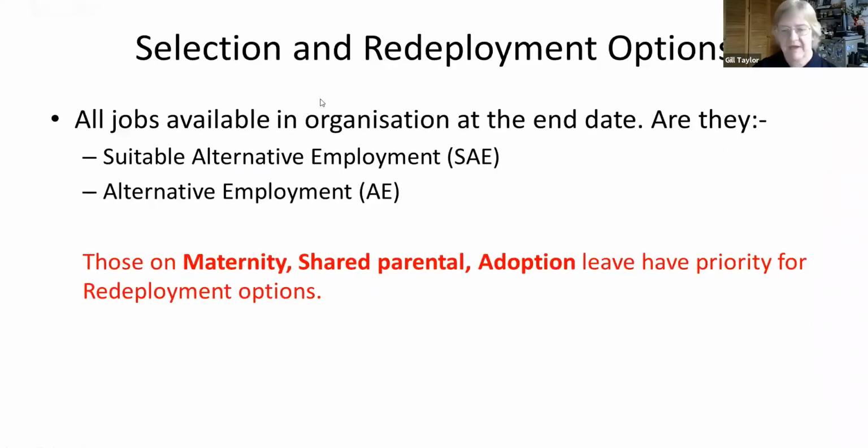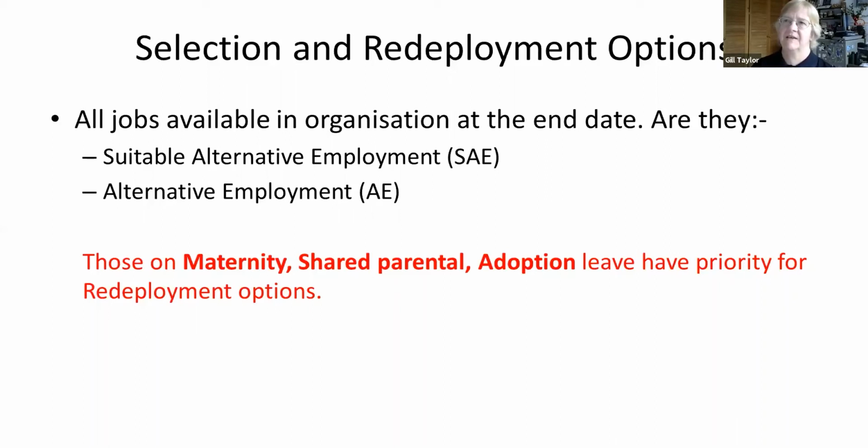So now then, selection and redeployment options. So this is a little bit complicated. Let's start by saying, how do we select those at risk? Now this is where we get into a little bit of complication with the fact that the law is very old. The law is old and it was written for industry. So it assumes that you're going to be making, let's say you've got a bus garage and you've got 30 bus drivers and you're going to be making 10 of those bus drivers redundant.